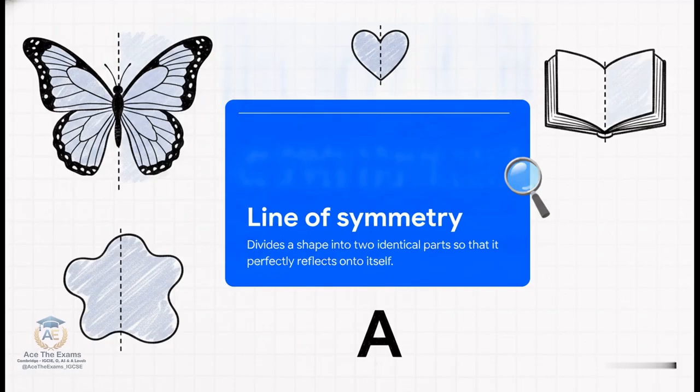Okay, let's break this down. A line of symmetry is an invisible boundary that divides a shape into two completely identical parts so that it perfectly reflects onto itself. Think of it as a mirror placed exactly across the shape. If the reflection in the mirror perfectly completes the other half of the shape you see on the page, boom, you've found your line of symmetry. It's a precise, concrete mathematical rule grounded entirely in visual intuition.